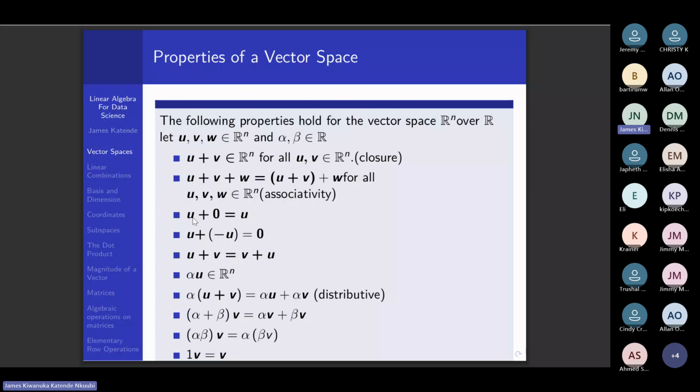Then there's a zero vector which consists of all entries equal to zero. If you add it to any other vector, it doesn't change. There's a negative of a vector, which when added to a vector will give you zero. The order in which you add the vectors does not matter. So u plus v should be the same as v plus u. This is the commutative property. And scalar multiplication is also defined so that if you multiply any vector by a scalar, you still get another vector in the same Rn.